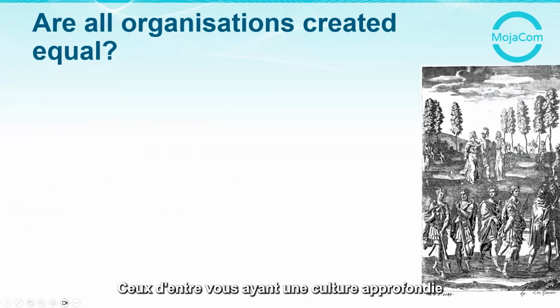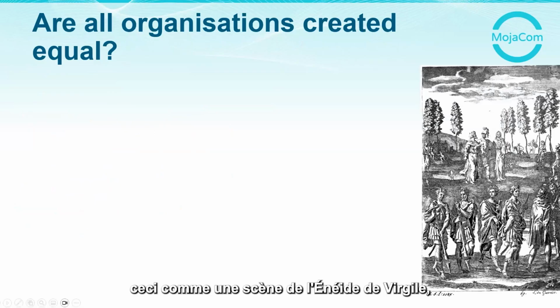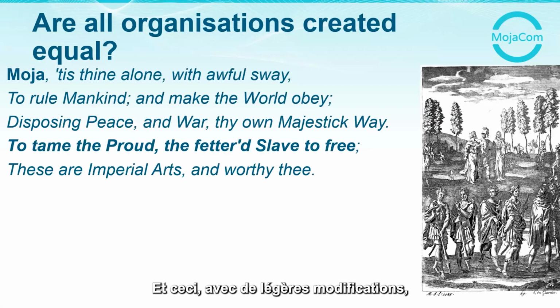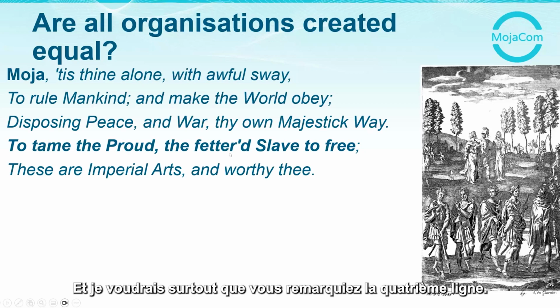Those of you with a detailed background in classical Western literature will doubtless recognize this as a scene from Virgil's Aeneid, in which our hero, Aeneas, visits the underworld and talks to his father, who, inconveniently for Aeneas generally, happens to be dead. But his father makes a prophecy about the future of Rome, and this, with slight alterations, is John Dryden's translation of that prophecy. And essentially, I want you to notice in particular the fourth line.